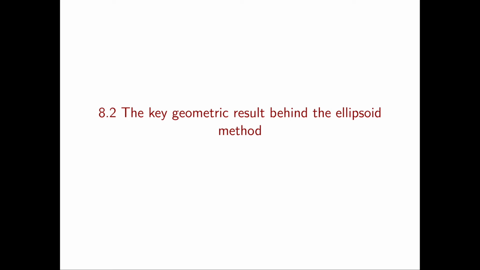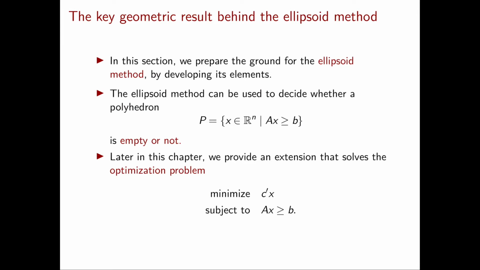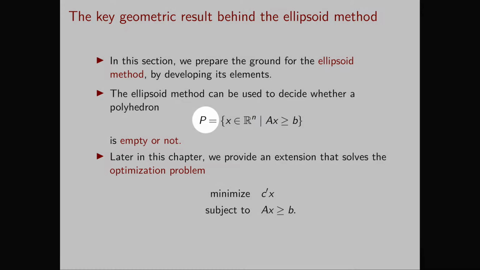In this video, we will see the key geometric result behind the ellipsoid method. For now, our ellipsoid method will be an algorithm to decide whether a polyhedron is empty or not. Our polyhedron is denoted by P, and it is the set of points in R^n that satisfy the system of linear inequalities Ax ≥ b.